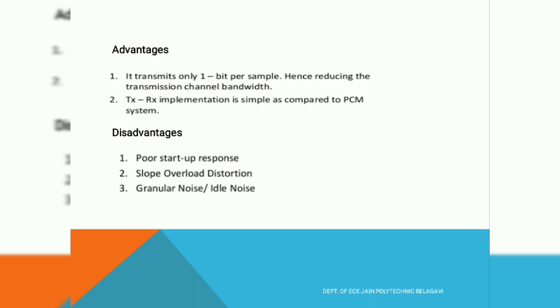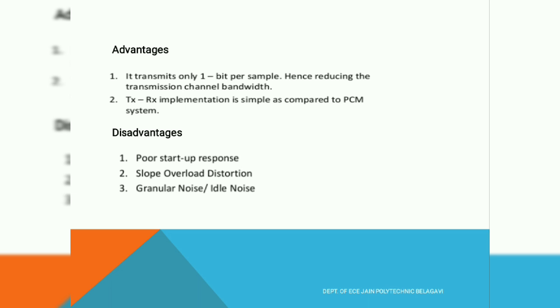Now the drawbacks or disadvantages of the delta modulation system. First, poor startup response: the starting response of the delta modulation system is slower. Next, slope overload distortion. Slope overload distortion means the difference between the input signal and the demodulated signal results in some amount of distortion, which is known as slope overload distortion.